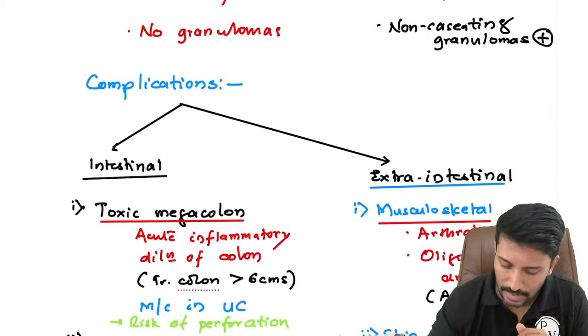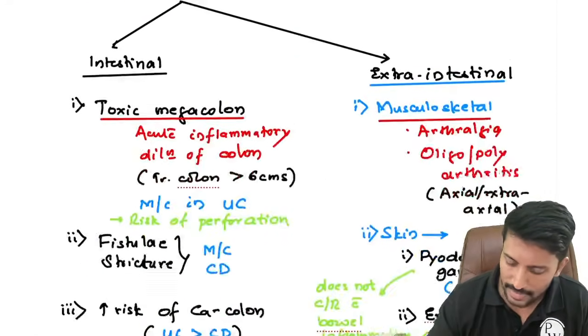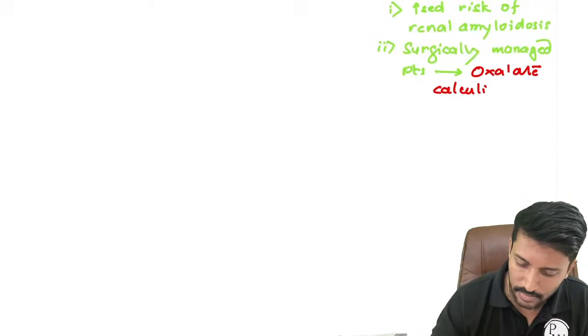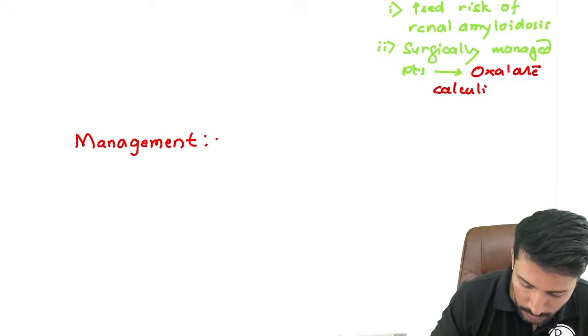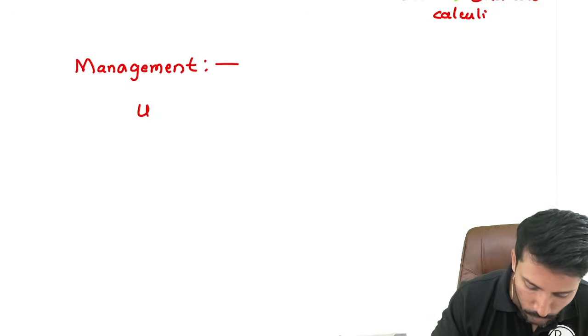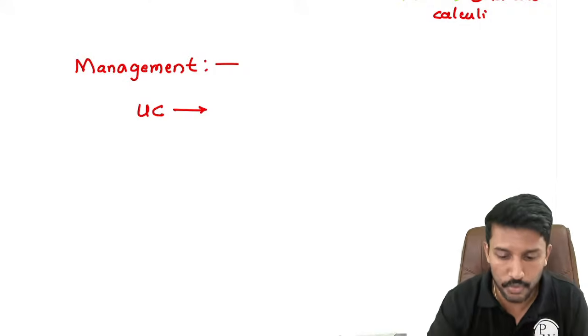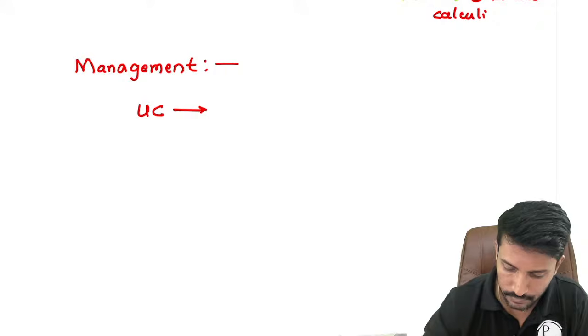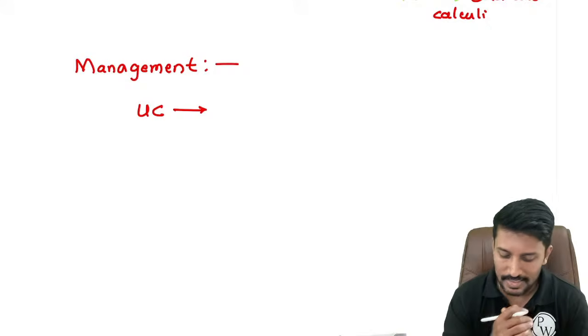Okay, so that completes our clinical features and comparison between ulcerative colitis and Crohn's disease. Now coming to its management. Okay, management. So we'll take it one by one. First, we'll start with ulcerative colitis, because these are two entirely different disease processes. The management is also going to be different. Okay. So how will I manage ulcerative colitis?